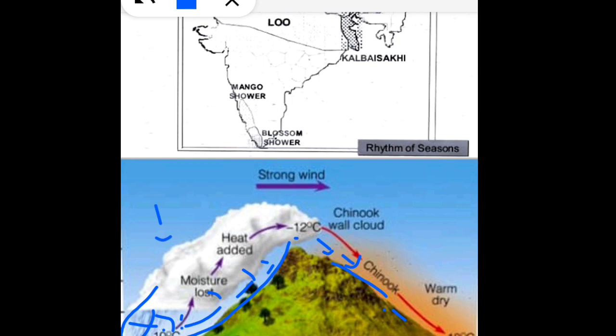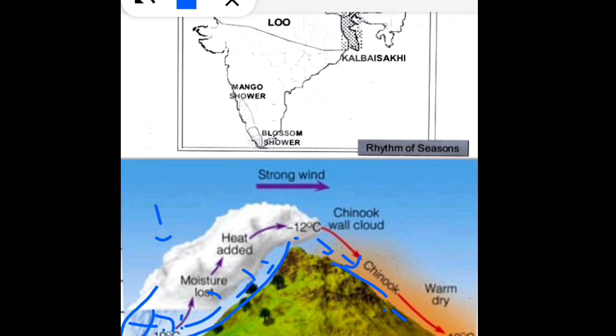Ascending air along the hill slope becomes cooler, while descending air mass becomes warmer. Thus it is termed as snow eater or Chinook. It increases the temperature of the prairies, which is a grassland in the central plains of North America, which also helps in farming activities in this region.